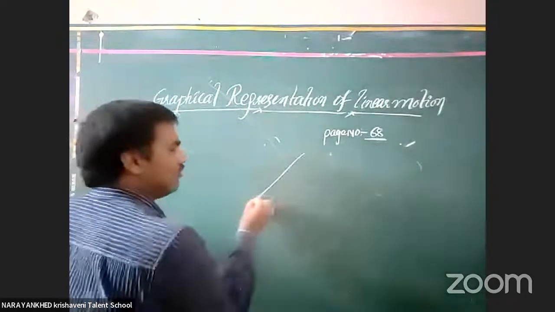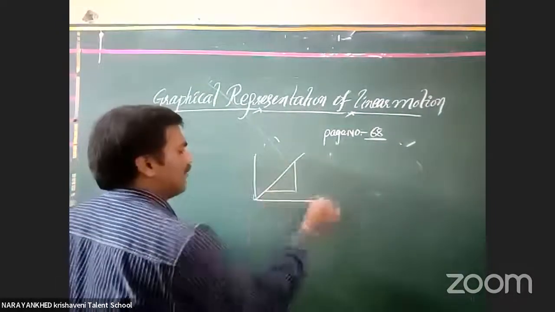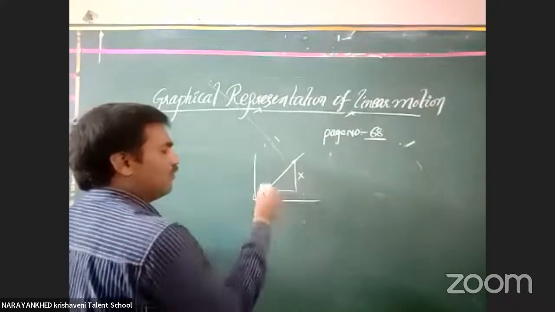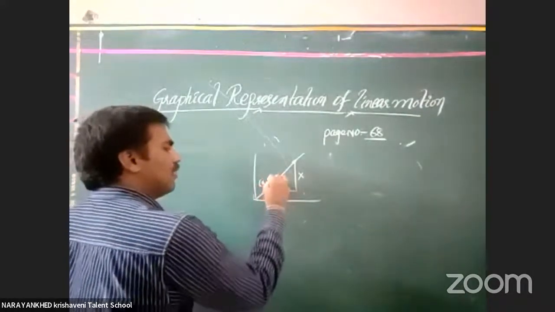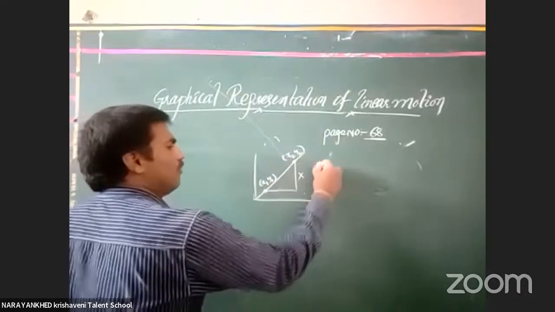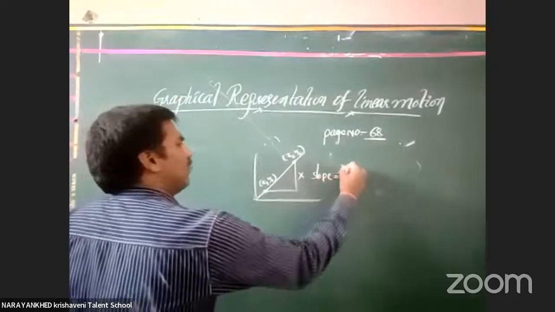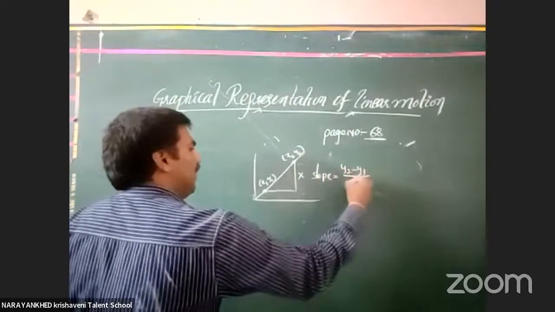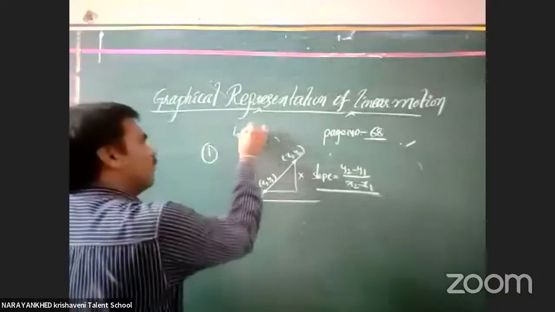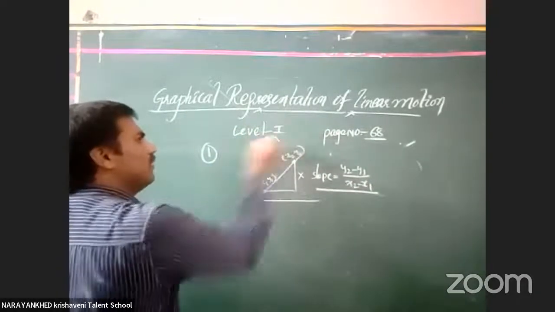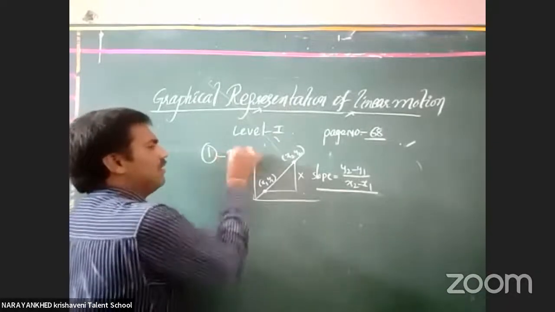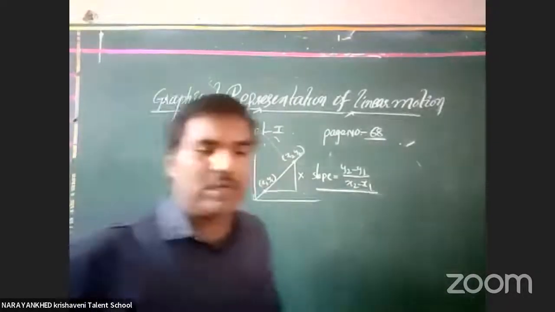Any line's slope is equal to what? These are the x axis, these are the y axis. Suppose the points are x1 comma y1 and x2 comma y2. The slope is equal to y2 minus y1 by x2 minus x1. Okay, now this is the first level 1 problem. In that one, the first problem answer is A. Sorry, the answer is B. Okay, got it or not?